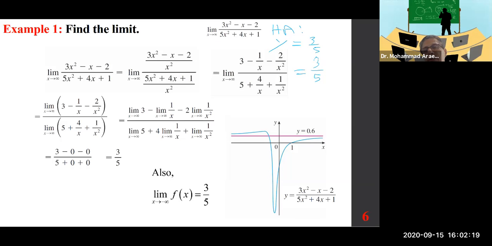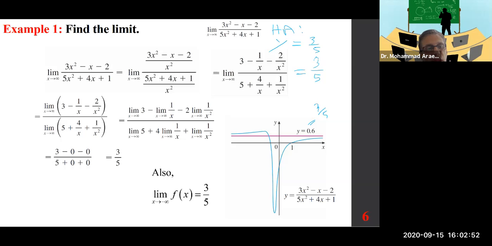If you look at the graph, and by the way, 0.6 is equal to 3/5, okay? So if you look at the graph, when you take a limit of f of x as x approaches infinity or negative infinity, by the way, it gives you the same result because the technique is the same. You divide by the highest degree term in the denominator, namely x squared, to do the math, okay? And you end up with 3/5 in both cases.